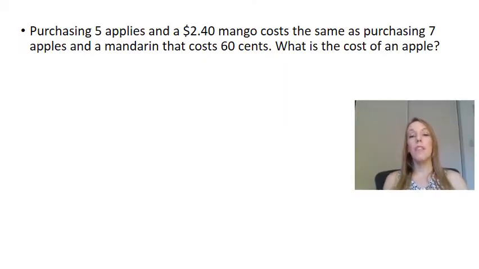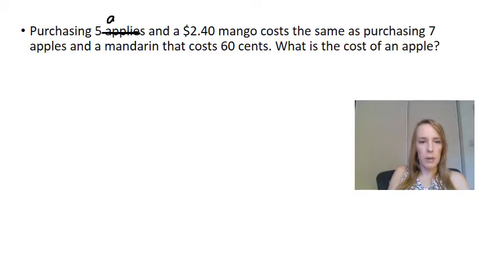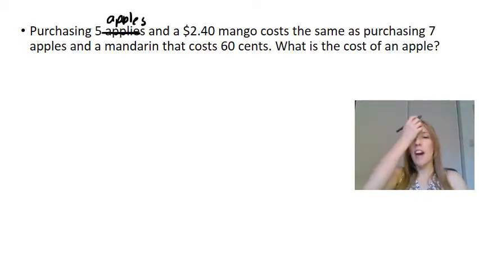Okay, so now we've got a second one here. Purchasing 5 apples, I think that's supposed to be. Lots of mistakes in this one. Okay, so purchasing 5 apples and a $2.40 mango costs the same as purchasing 7 apples and a mandarin that costs 60 cents.